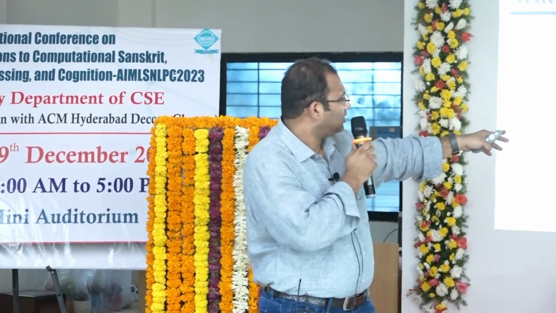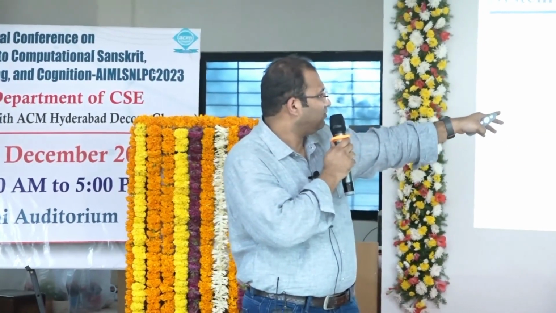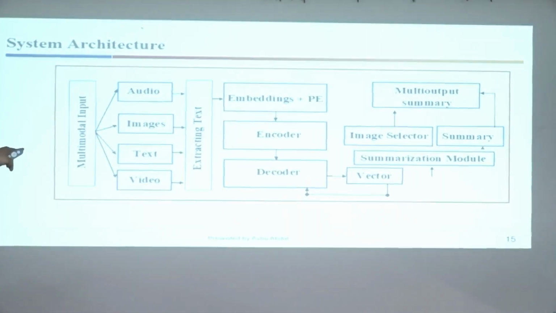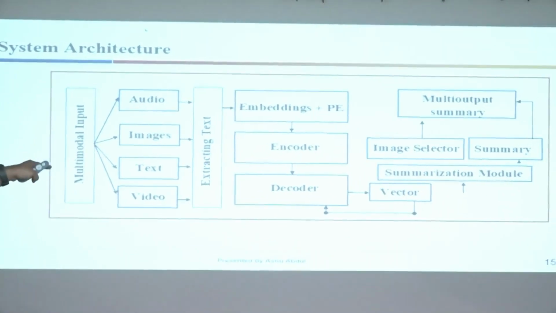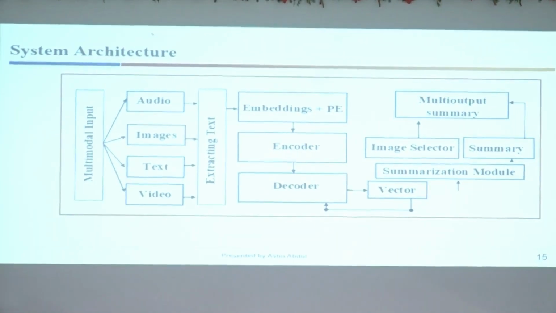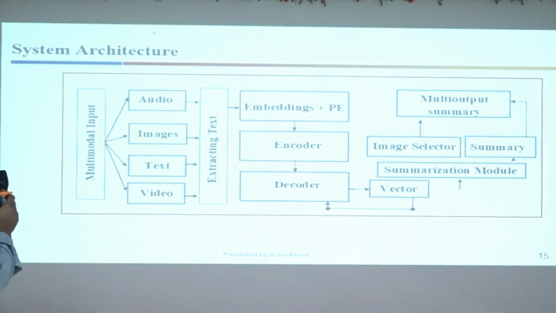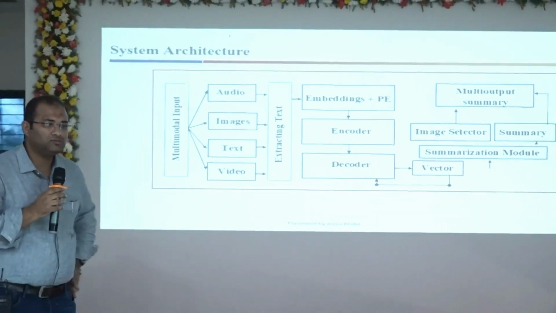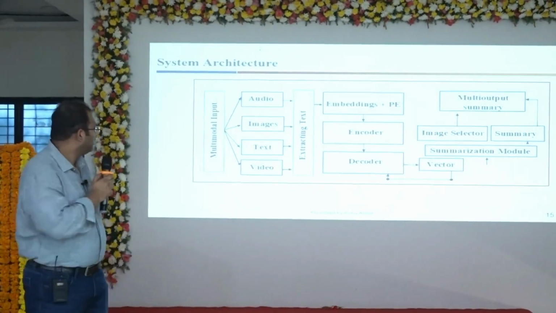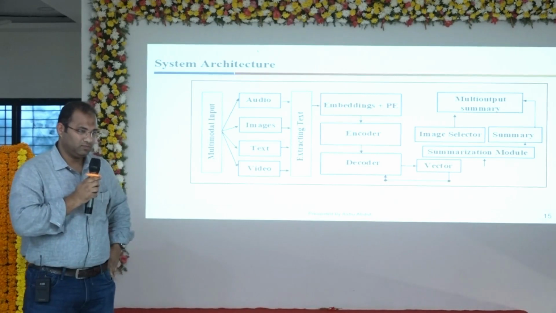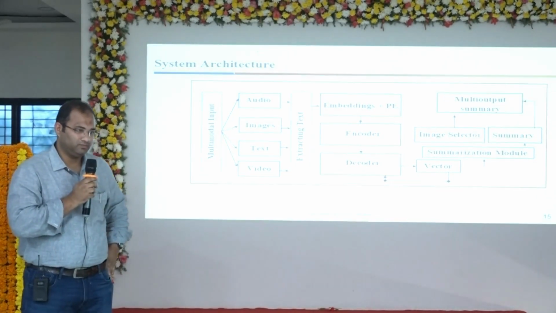Once you generate that, we have the summarization module. Apart from that, we also have something called the image selector and the summary. The third step is extracting text. From all the multimodal inputs, only text is extracted. We are going to convert everything into text. No image, no audio, nothing.